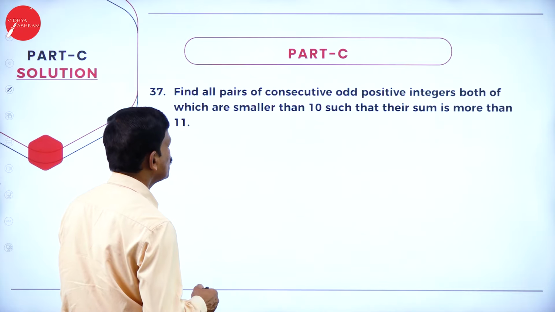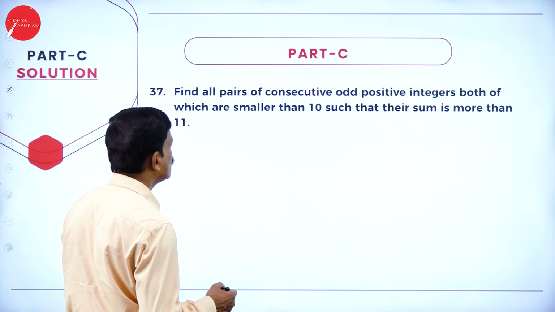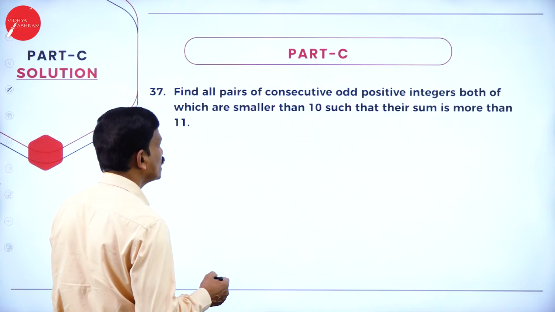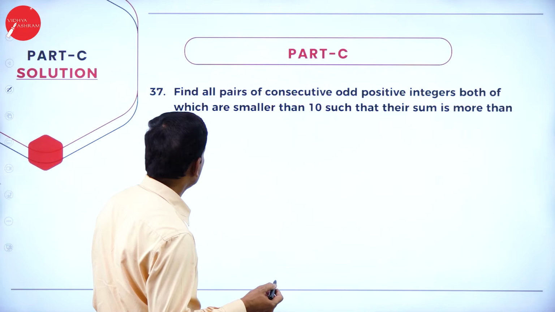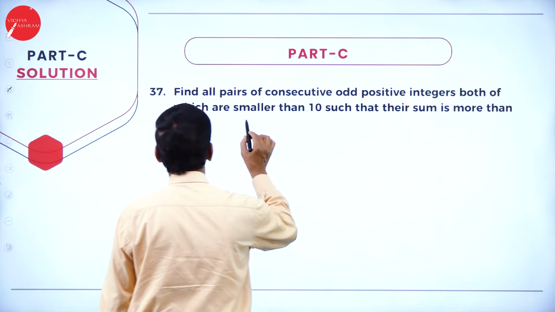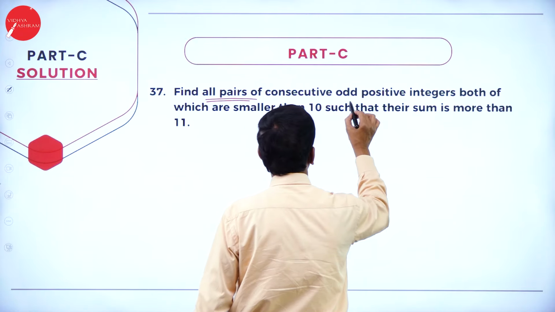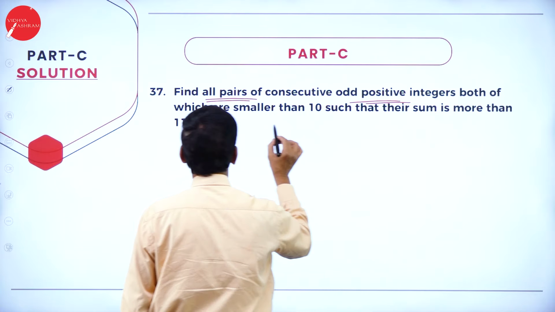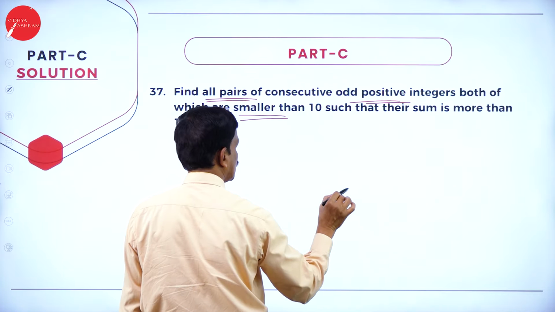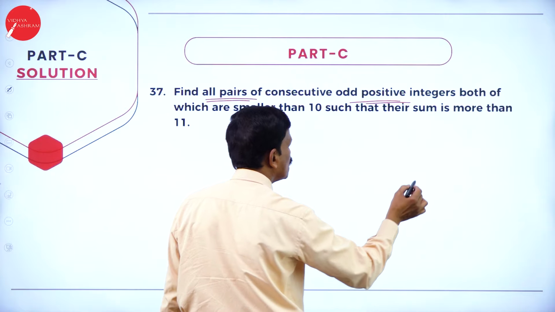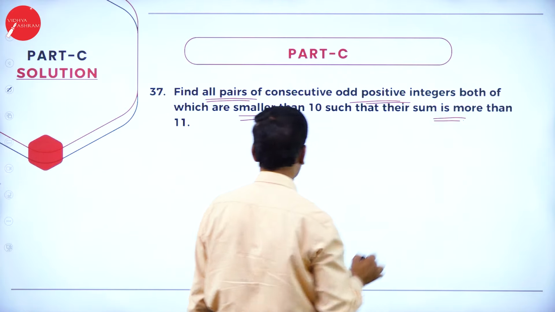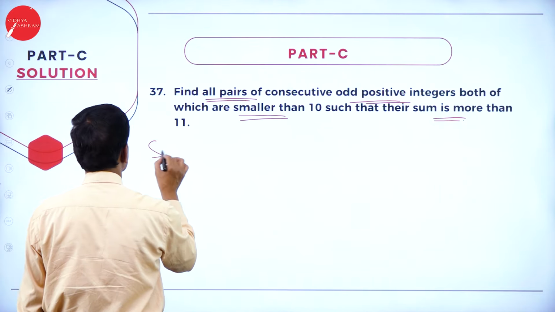Find all pairs of consecutive odd positive integers, both of which are smaller than 10, such that their sum is more than 11. This is also an important problem. So we have to find all pairs of consecutive odd positive integers, both of which are smaller than 10, such that their sum is more than 11. Now, very simple problem.